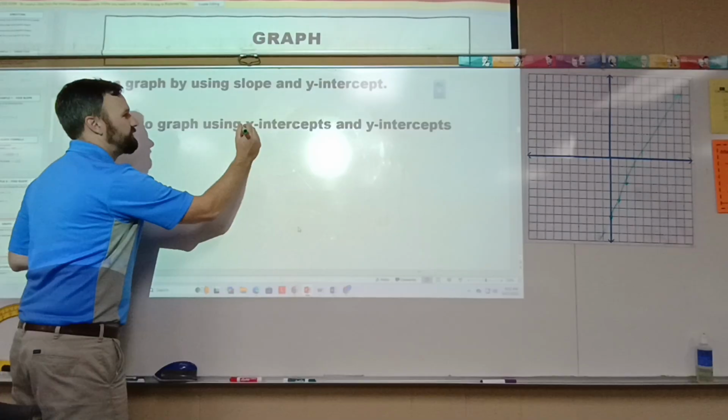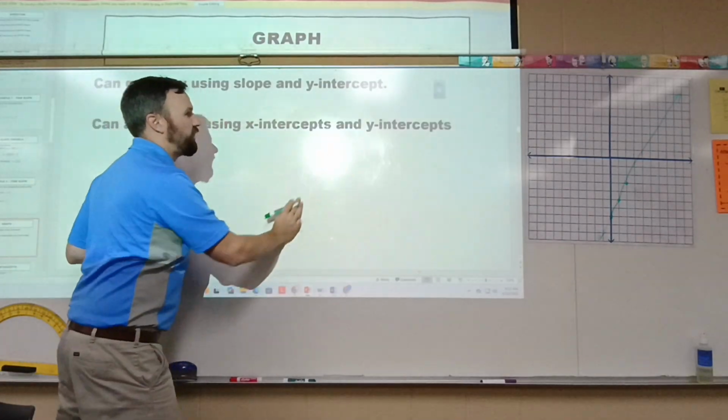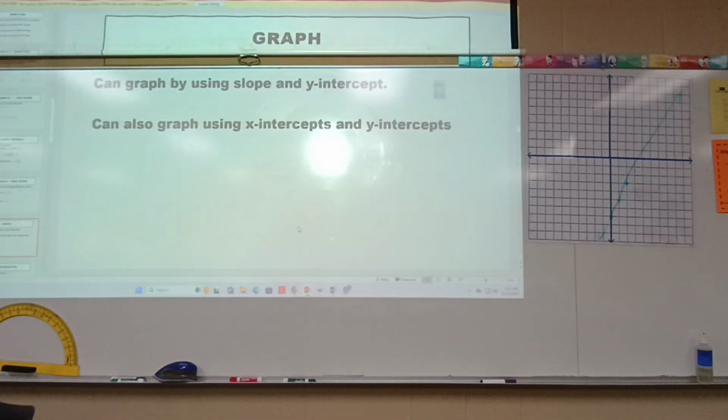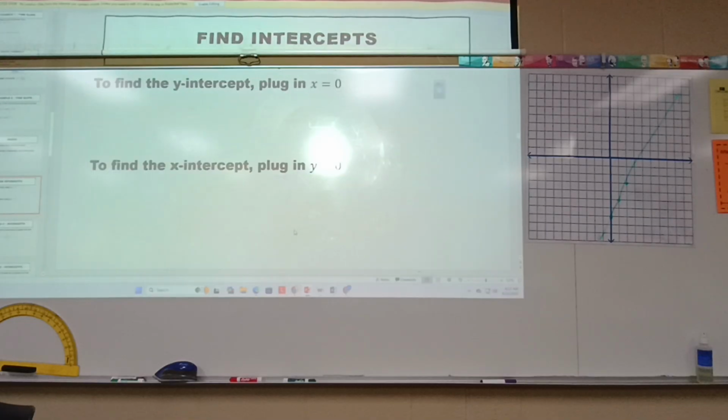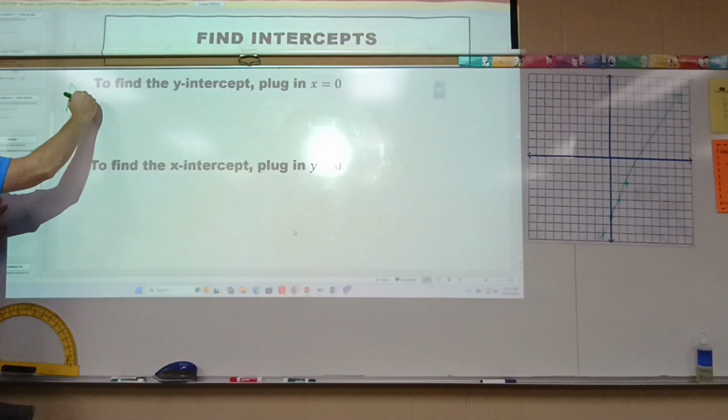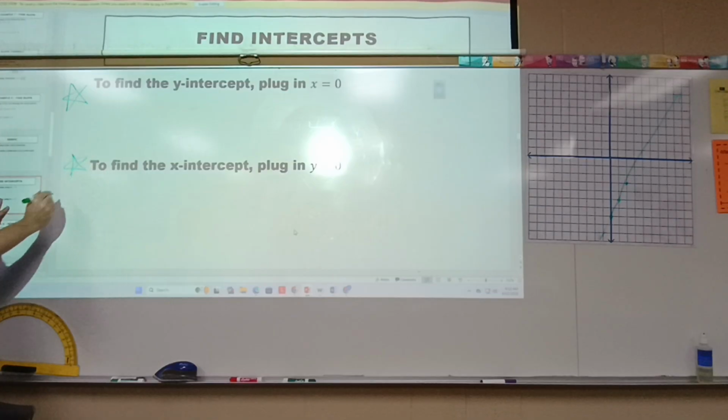But the big thing is we can use our x and y intercepts to graph it and to understand a bunch about it. Quick reminder, put a star by this because it comes up a lot. To find the y-intercept, you plug in 0 for x, and to find the x-intercept, you plug in 0 for y. And if you want to see a lot of intercepts, watch Dak Prescott play.